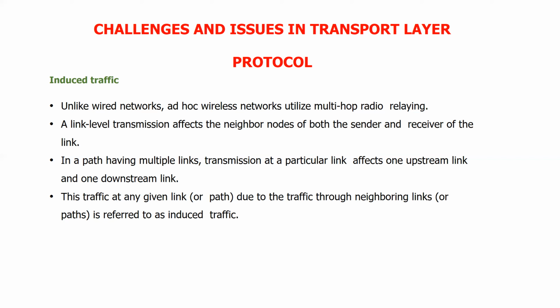The first challenge and issue is induced traffic. As it is a wireless network, it uses only multi-hop communication. While there are multiple hops, the transmission between neighbor nodes becomes a big problem while creating the link, and this affects the transport layer protocol implementation. Since the transmission at a particular link affects one upstream link and one downstream link, the traffic at any given link caused by the traffic through neighboring links is referred to as induced traffic. This can be solved by using directional antennas.